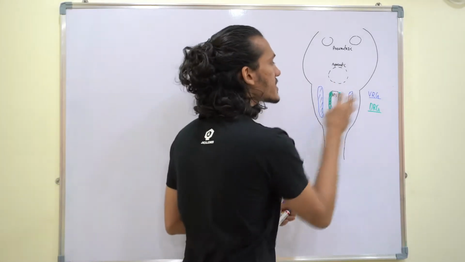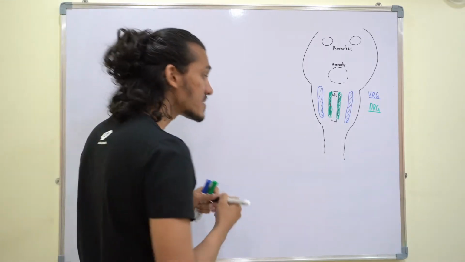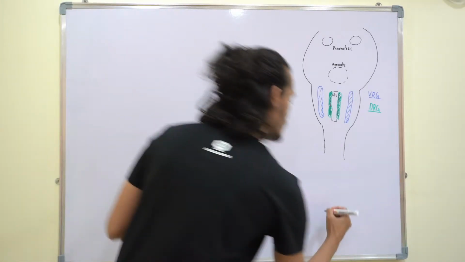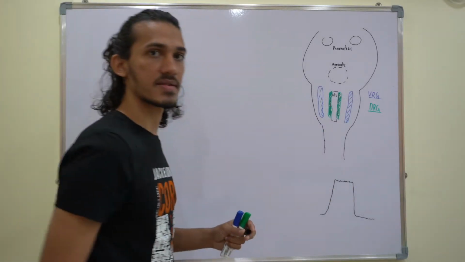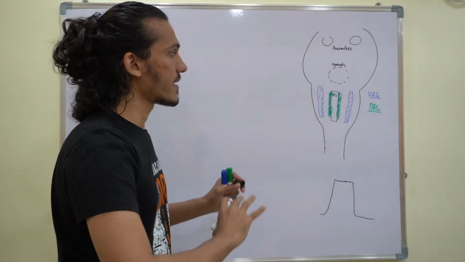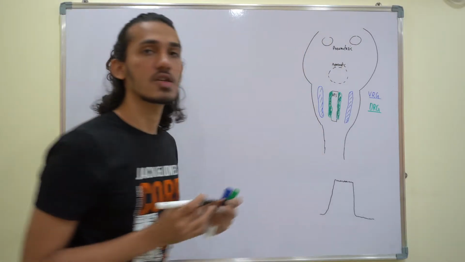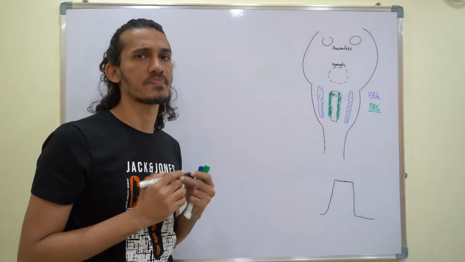These central pattern generators ultimately produce your ramp signal, and that is regulated by your pontine centers as well.